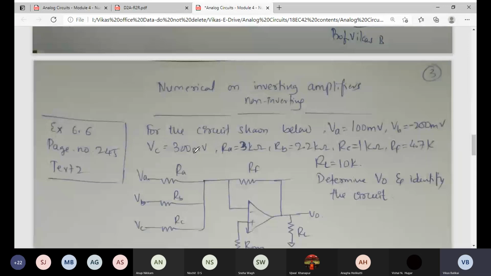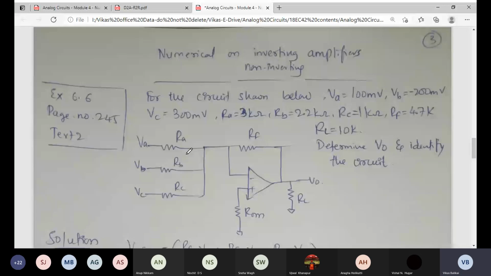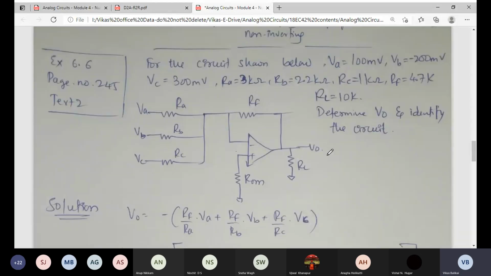And there was this problem I just wanted to highlight in the numerical on the summer or adding circuit. Now usually, a question he may give the circuit itself and he may ask you to calculate the output voltage. After calculating the output voltage, one question he'll ask: identify the circuit.